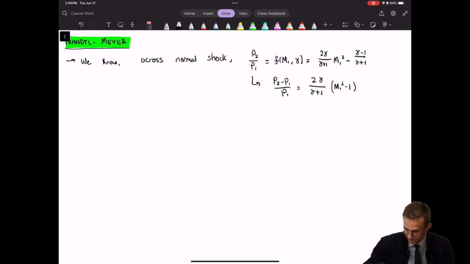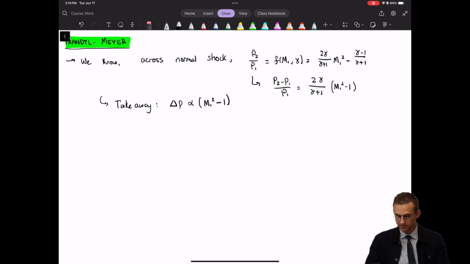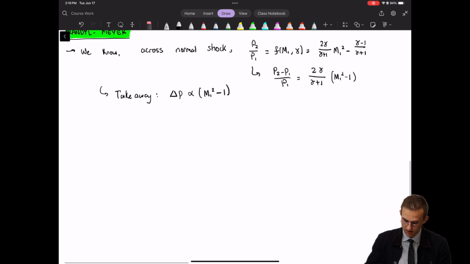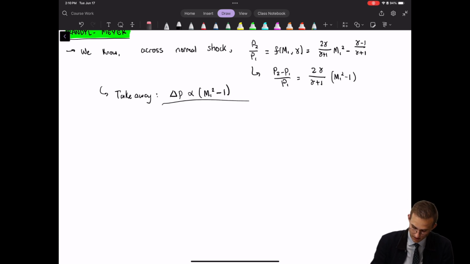Okay, and so the takeaway from that is simply that the pressure drop across a shock is proportional to this quantity M1 squared minus 1. Okay, so keep that in mind. Let's file that away for a second. Now let's talk about the entropy change across a normal shock.